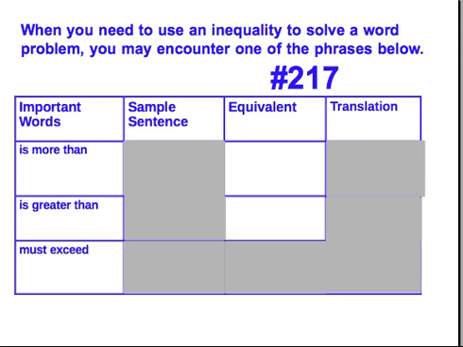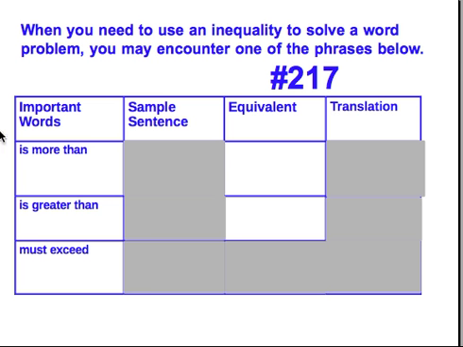So when writing inequalities, you're pretty much translating in the exact same way that you would in writing equations, except instead of having an equal sign between both sides of the equation, now we have an inequality. So you'll have a greater than, less than, greater than or equal to, or less than or equal to, instead of an equal sign.